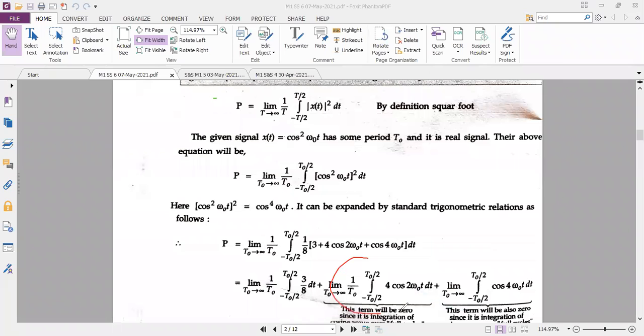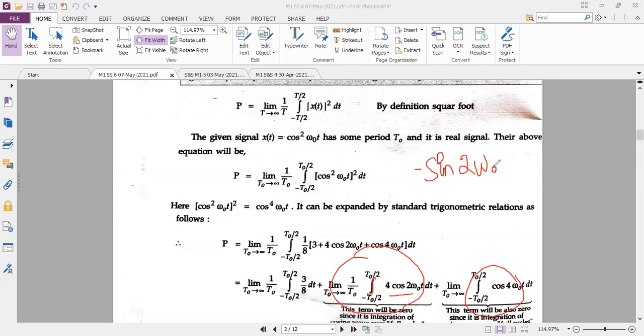So now listen. I'm just going to concentrate on the second term and third term. I'm going to tell you these two terms will be cancelled. The reason is, you can see here, the integration of 4 cos 2 omega t. If I perform the integration of cos, will it be minus sin or sin? Cos theta, integration of cos, what is the answer? Minus sin. Okay, minus sin.